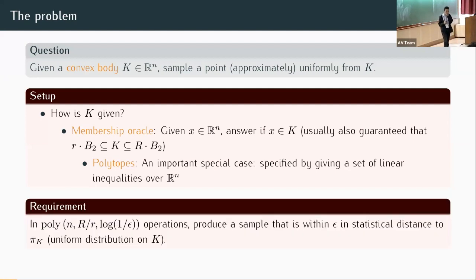And our requirement is that in time, or number of steps, that is polynomial in the dimension, n is always going to be the dimension, and the so-called aspect ratio, which is the ratio of the outer ball and the inner ball, and logarithmic in 1 over epsilon, we want to produce a sample that is within epsilon statistical distance of the stationary distribution. So that's the goal. Okay. So any questions about the model?